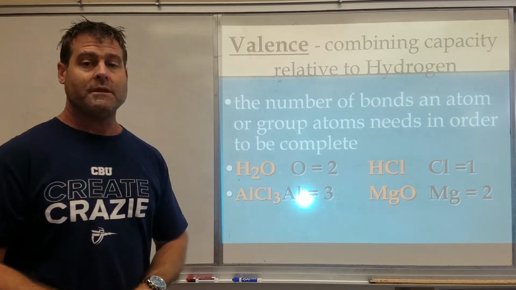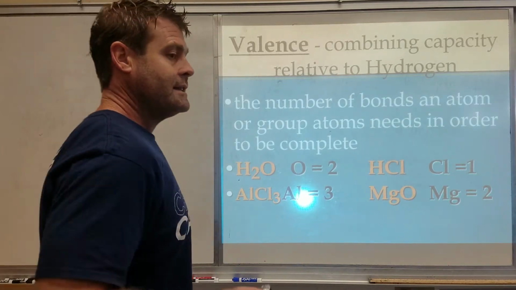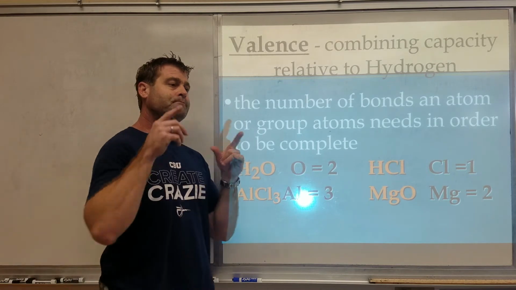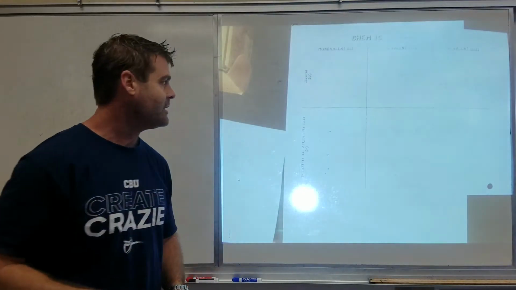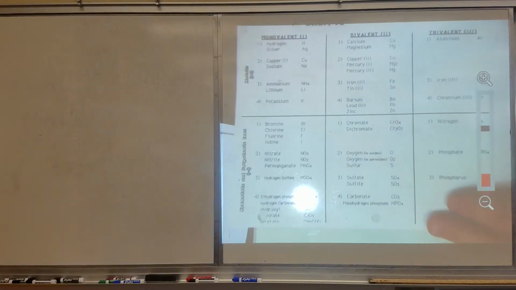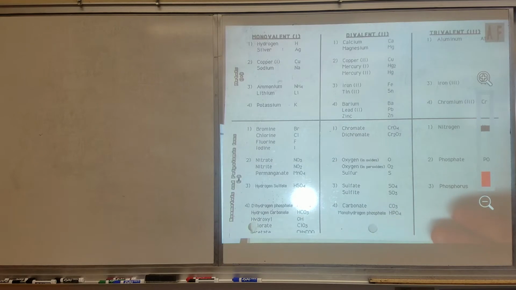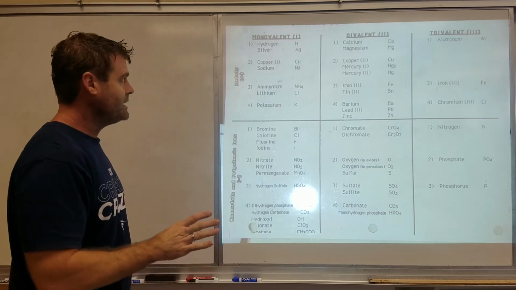So here's something that you guys are going to be expected to look at. There's what's called a valence sheet that is found in the material section in your Google Classroom. You are going to have to reference this. I highly encourage you to print this out and have it available. I'm going to show you how to read it first of all.